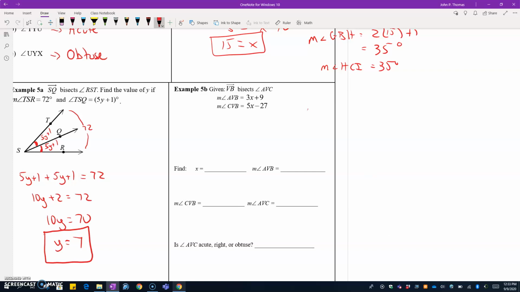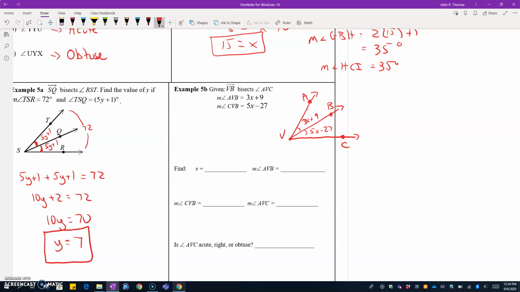No pictures given, so I'm going to draw one. So we have AVC. All right, and then VB bisects. So VB, we'll mark these two as congruent because it says bisects. AVB is 3x plus 9. So I'm going to go ahead and label that. And CVB is 5x minus 27.